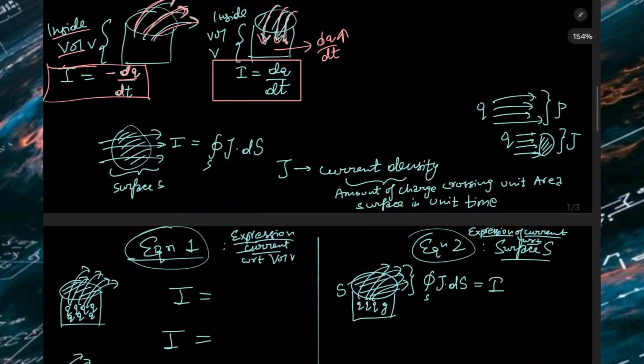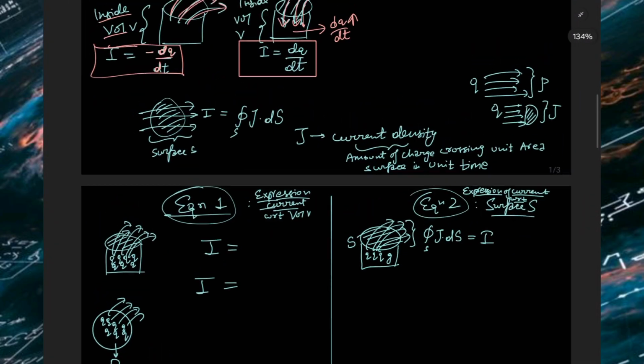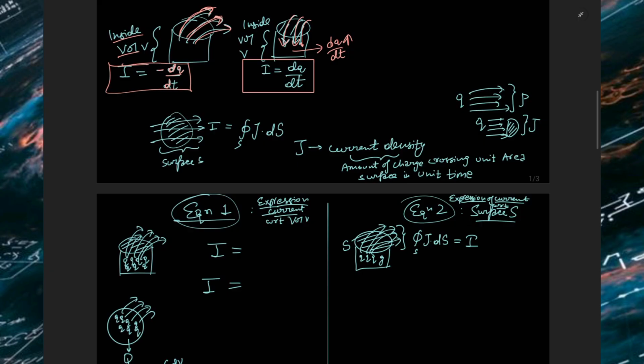Now, another concept we must know in order to derive the equation of continuity is current density. If we have a surface S, and a lot of charges are flowing through this surface, then because the charges are flowing, current must be produced. Then we can represent current as I is equal to the closed integral of J dot ds over this surface S. What does this J represent? This J represents the current density. It is the amount of charge crossing a unit area surface in unit time. Now, if these charges are in open space, we represent them as rho. But if these charges are flowing through a surface, then we represent the current as J.